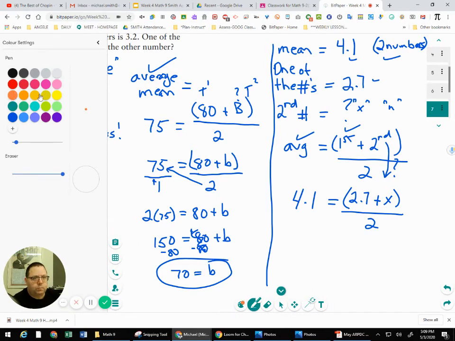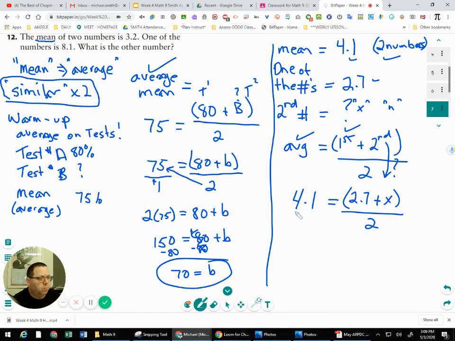Okay, so what's going on here? Well, you could look at it from the cross-multiplying point of view. 4.1 is the same as 4.1 over 1. 1 times this binomial doesn't change anything. And over here we have 2 times 4.1. 1 times 2.7 plus x, this binomial doesn't change anything. It just is a simple little rewrite. The double of 4.1 is 8.2, and that's equal to 2.7 plus x.